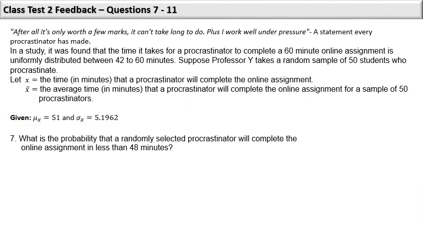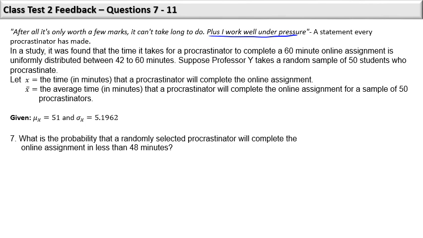Now, for the next question, we have the following information. Oh, quite an interesting statement by a procrastinator. I'm not saying I said the statement, or did I? After all, it's only worth a few marks. It can't take that long to do. Plus, I work well under pressure. Such a funny statement that we always say, and when the pressure comes, it's not nice.